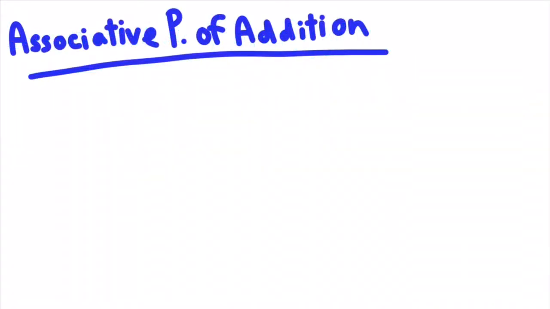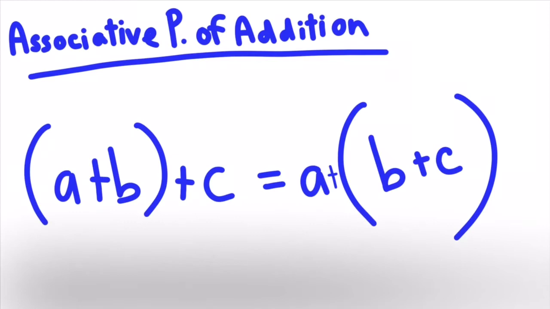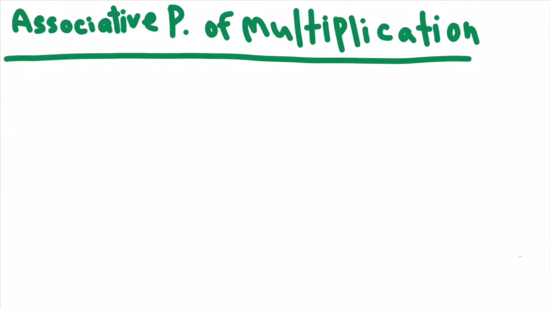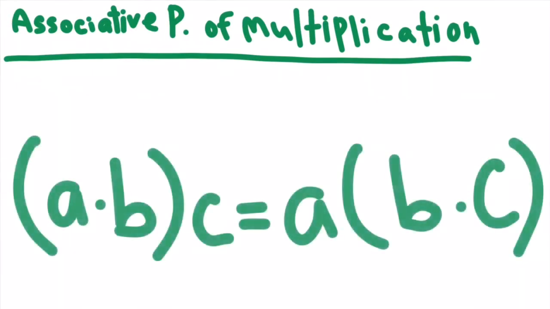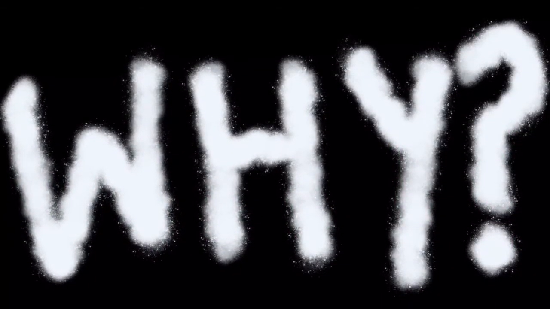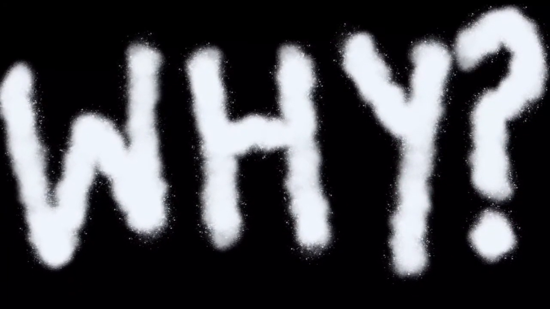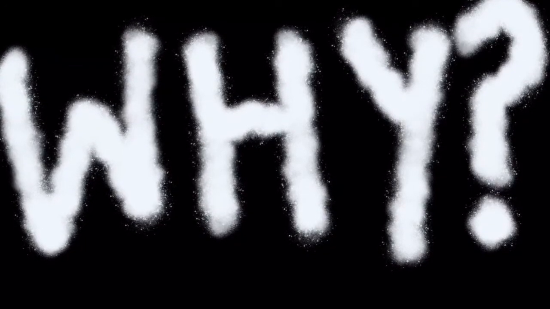The associative property of addition says that the quantity of A plus B plus C is equal to A plus the quantity of B plus C. The associative property of multiplication says that the quantity of A times B times C is equal to the quantity of A times the quantity of B times C. We chose this as our free choice because it is an important part of making proofs and is also fairly easy to understand.